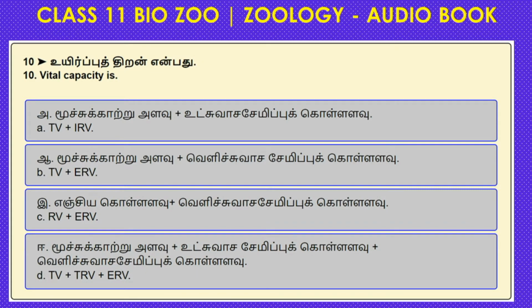Question number 10. Vital capacity is A. Tidal volume plus inspiratory reserve volume, B. Tidal volume plus expiratory reserve volume, C. Residual volume plus expiratory reserve volume, D. Tidal volume plus inspiratory reserve volume plus expiratory reserve volume. Answer to this question number 10 is option D.